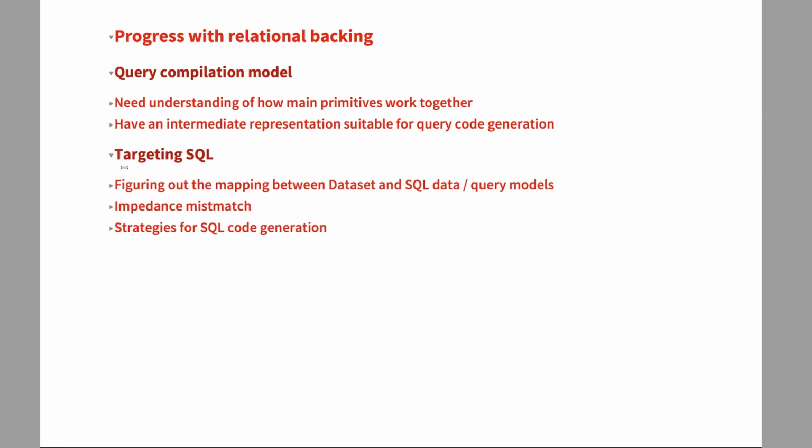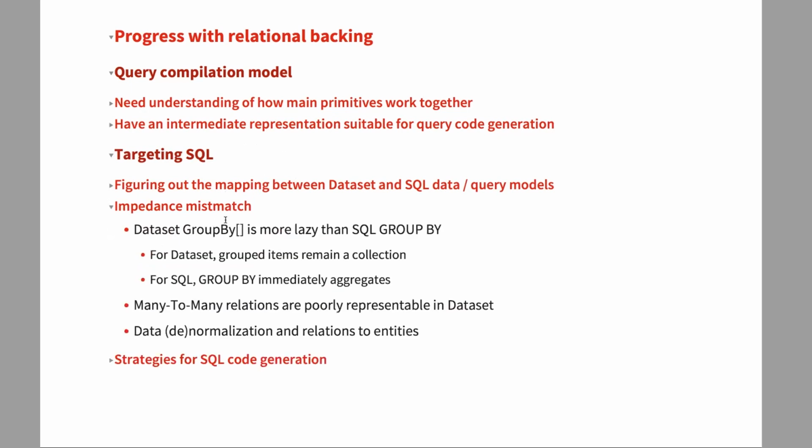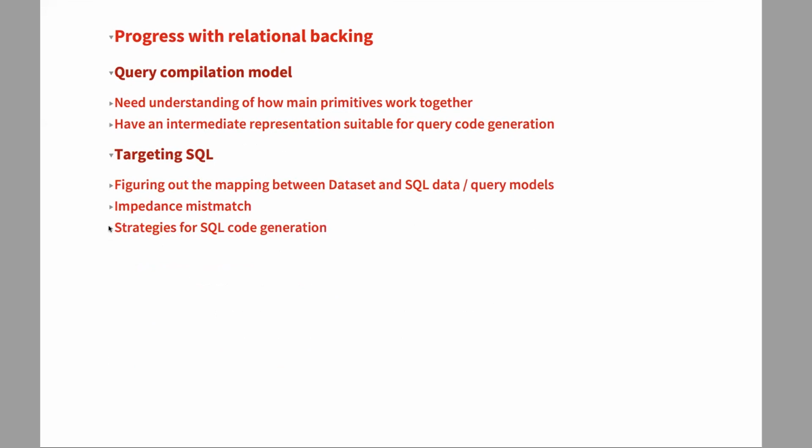And so for targeting SQL, we will need basically to figure out the mapping between dataset and SQL query models, which I already mentioned. There is an impedance mismatch, which we have to overcome. For example, group by and other things behave very differently, and group by is hierarchical, while relational group by is not. So we have to do something about it. But there are some strategies to generate SQL which we can envision so far. This is the very beginning, but hopefully this gave a taste of how it could be when we develop this. Well, that's all.